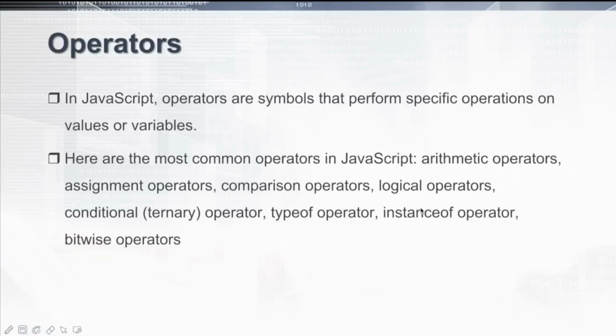In this video, we're going to be looking at operators. In JavaScript, operators are symbols that perform specific operations on values or variables. So there are times you have data and you need to perform some operations on the data to get results from the data. To be able to perform those operations, we make use of operators.